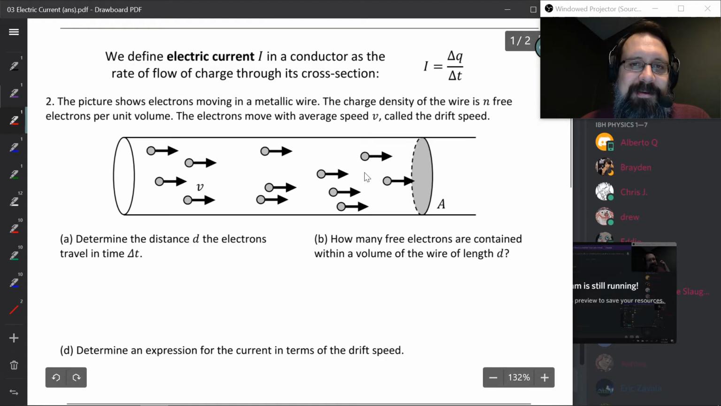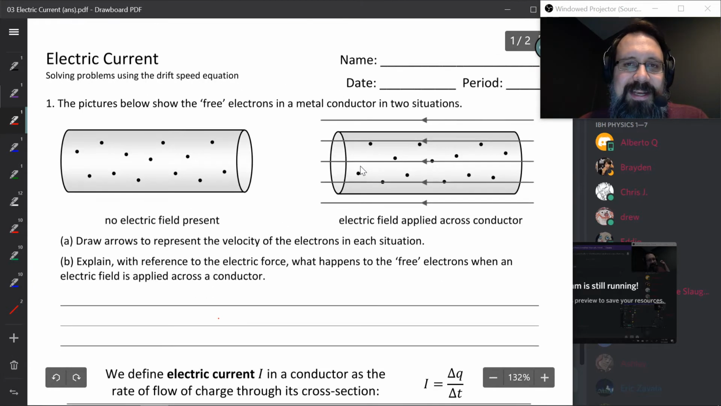This is the handout that we're going to be completing today. This lesson should take no more than 30 minutes. The IB objective that we're looking at today, the applications of skills, is that you should be able to solve problems using the drift speed equation. So that's what we're going to talk about today: the drift speed equation for electrons.